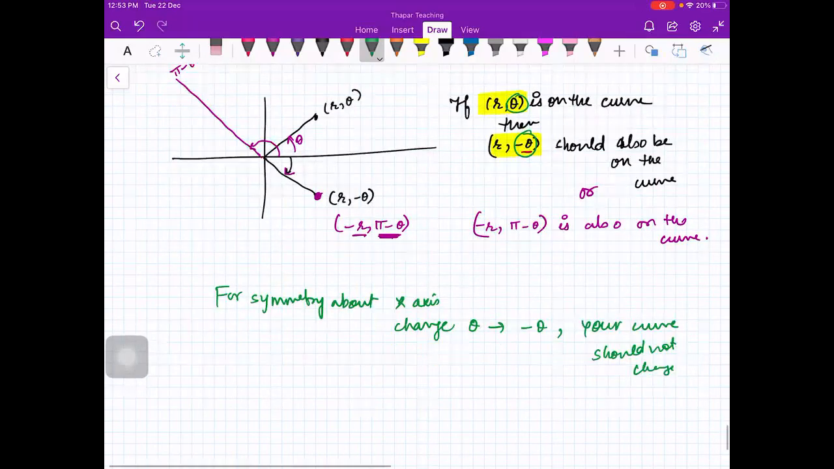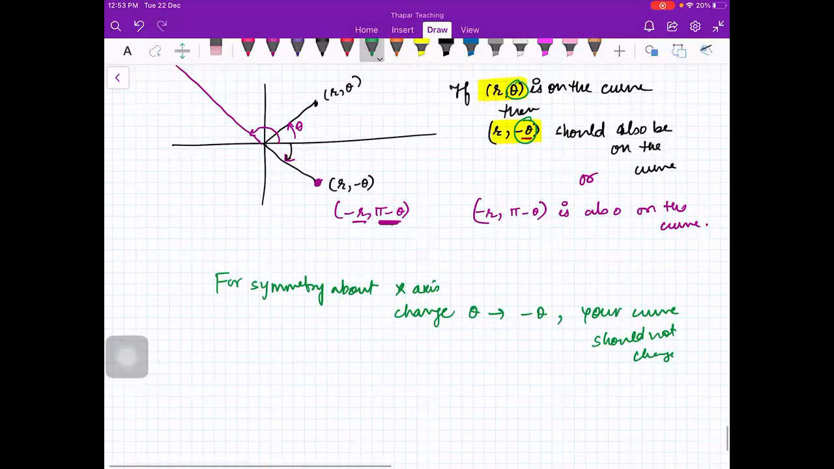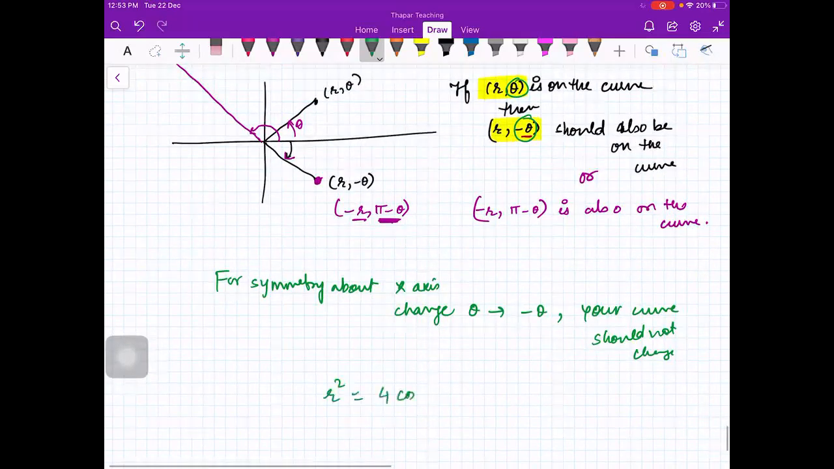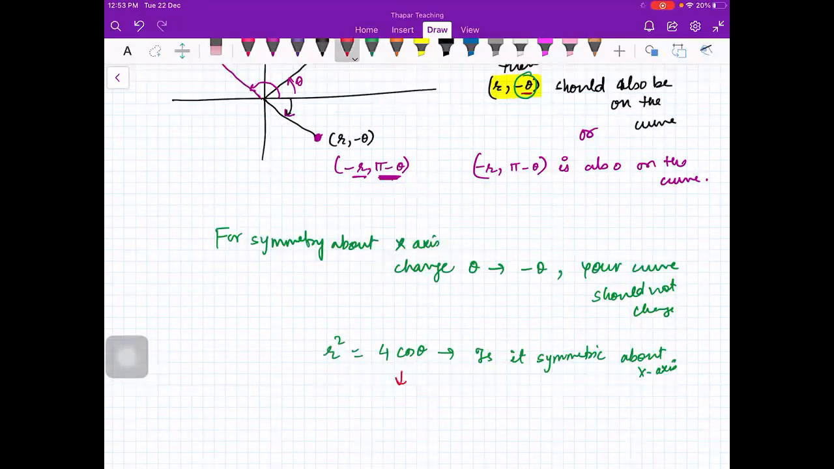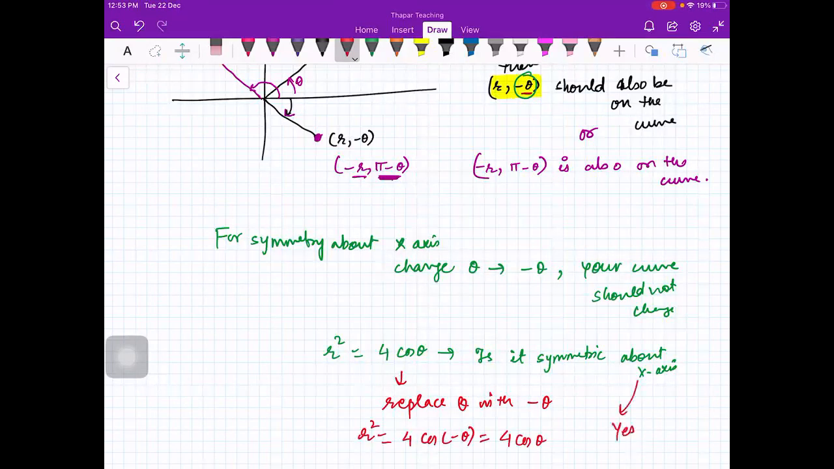So suppose you have r square is equal to 4 cos theta. Is it symmetric about the x-axis? Yes, ma'am, cos of minus theta is also cos theta and will remain the same. You replace theta with minus theta, you get r square is equal to 4 cos of minus theta. Cos of minus theta is cos theta, so this is 4 cos theta. So your curve does not change. Therefore, this is symmetric about the x-axis.